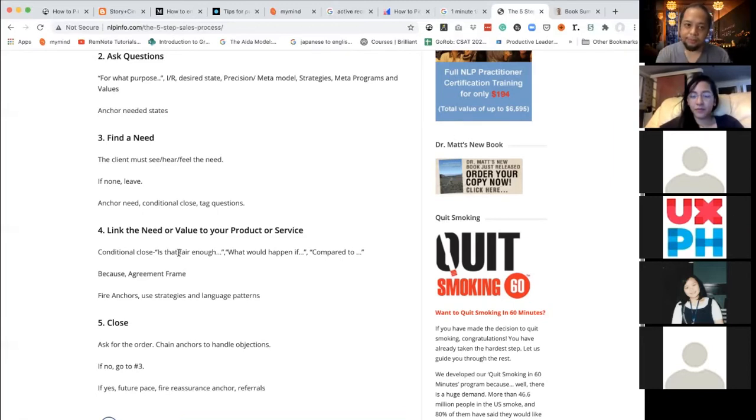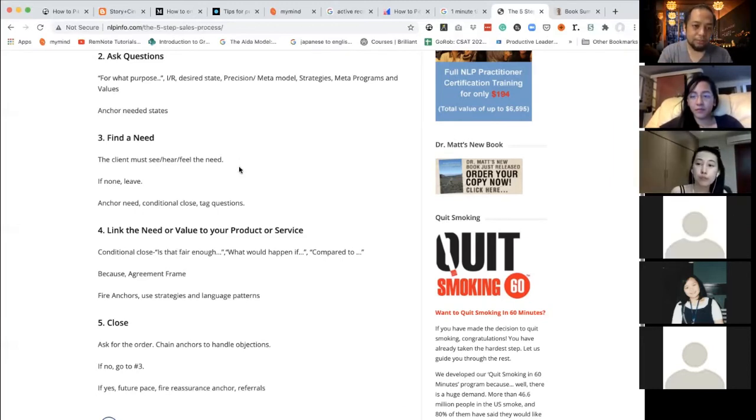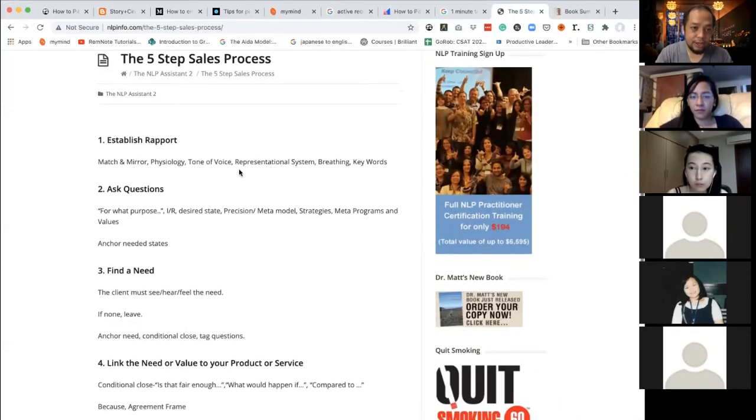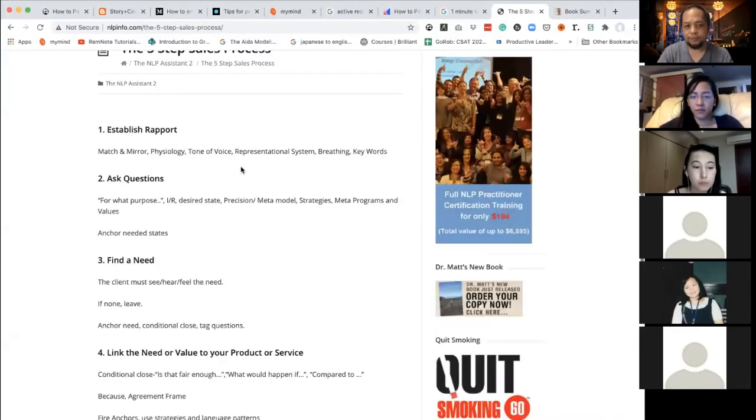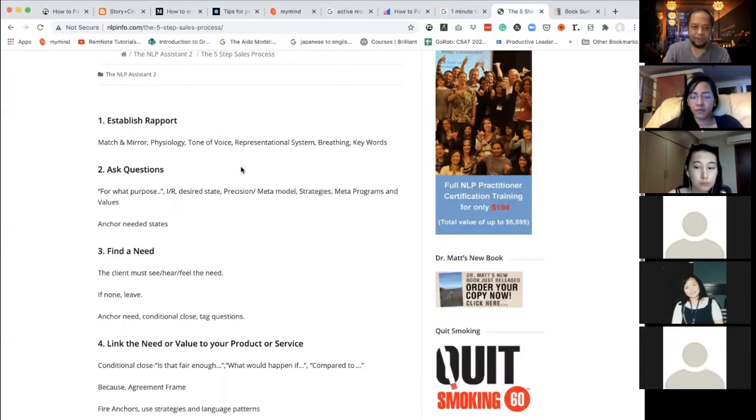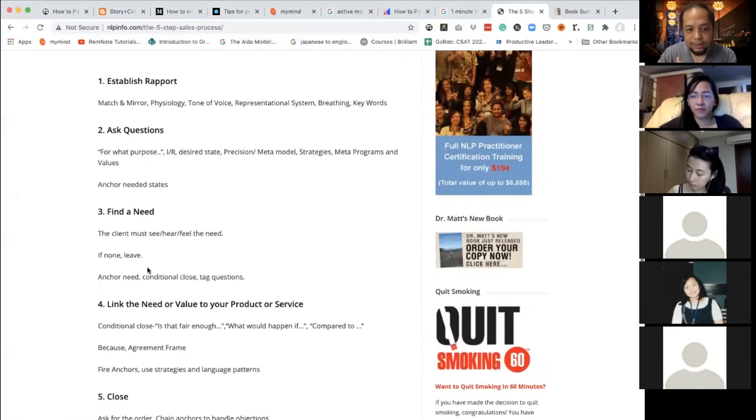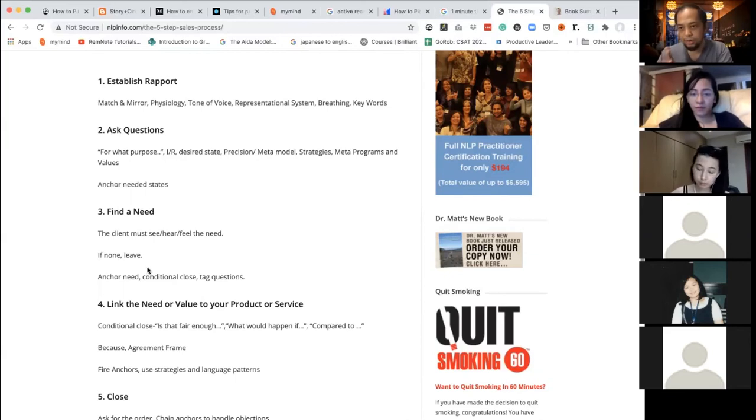Okay? So this was one of my most powerful learnings, the step sales process. Establish rapport, asking questions, and you're asking questions so that you can use it to find a need. When you have found the need, link the need to your service, to your capability, and then you close it agad. Apply natin sa UXPH events.